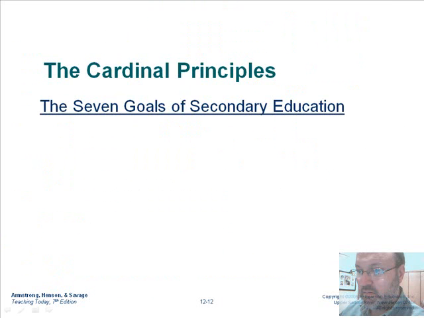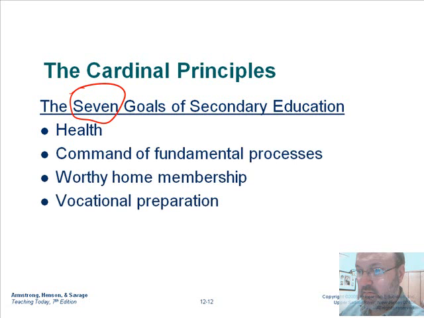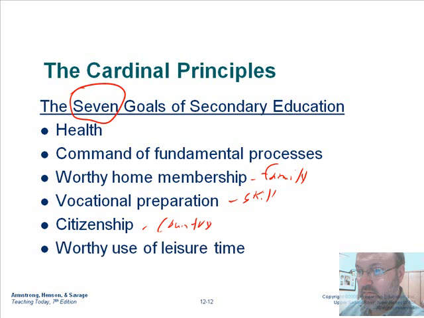Here's a quick look at these cardinal principles that are in your textbooks, and there were 7 of them. Health and command of fundamental processes, worthy home membership, meaning your family, because Dewey felt that was important. Vocational preparation, that is a skill. And citizenship meant country. You are committed to your country. Worthy use of leisure time: how to handle your free time.